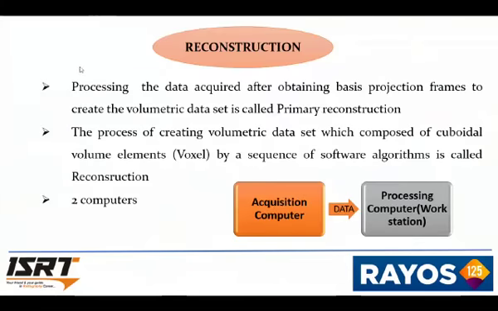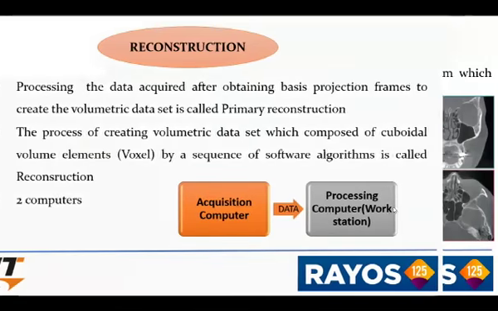And reconstruction: the processing of the data occurs after obtaining basis projection frames to create a volumetric data set, called primary reconstruction. The process of creating a volumetric data set, which is composed of cuboidal volume voxels, by a sequence of software algorithms is called reconstruction, and requires two computers: one for acquisition, and from the acquisition computer, data can be transferred to the processing computer that is called the workstation.